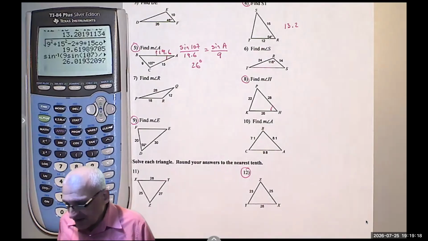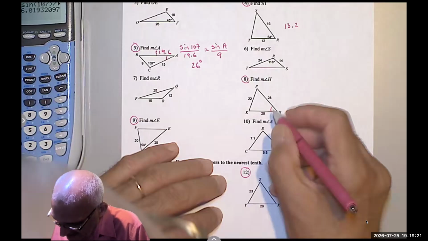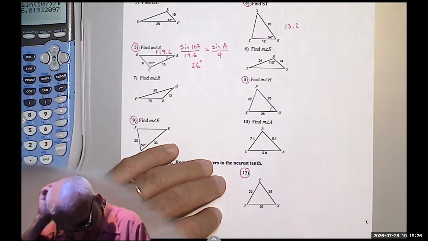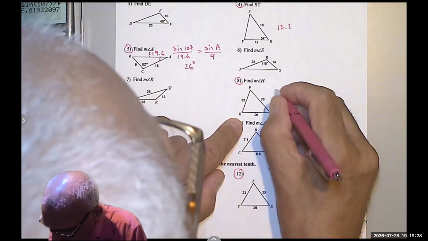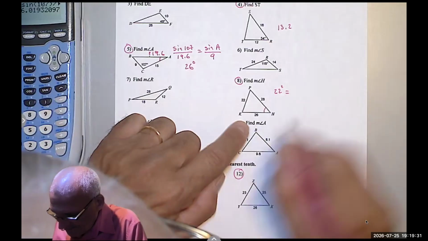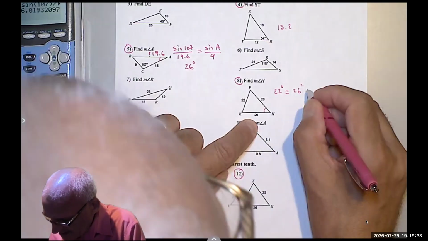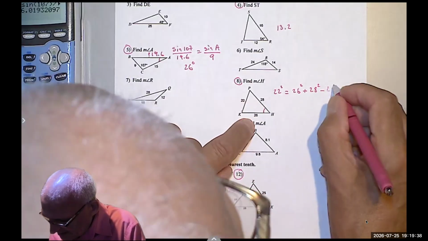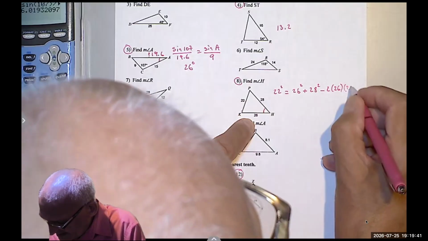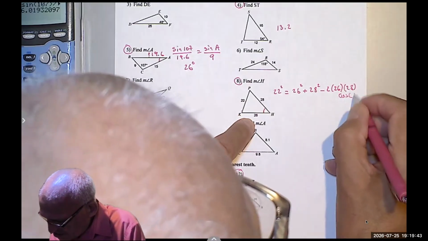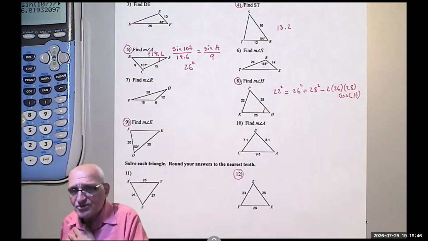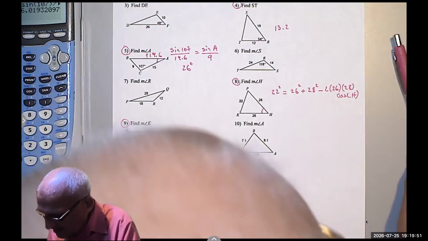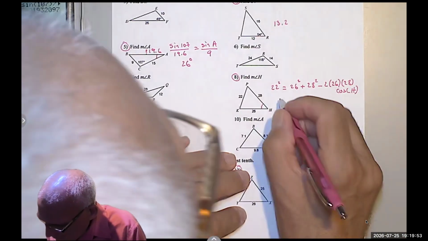If you say the law of cosines, you would be right, because if I need this angle H, I go to the side opposite that, and I say 22 squared equals 26 squared plus 28 squared minus 2 times 26 times 28 cos H.